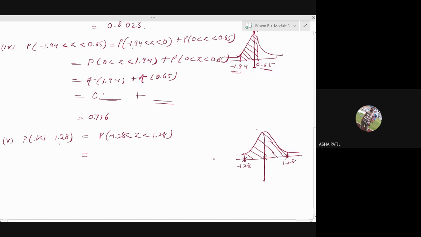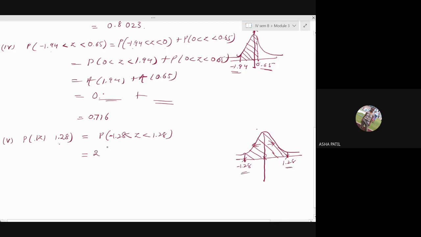You don't have again negative values. What should be done? What you have to do? Make it positive, ma'am. Area of 1.28 plus area of 1.28. Yes, 2 times, right? You want towards the left side same area and towards the right side also the same value, you have 1.28 only.